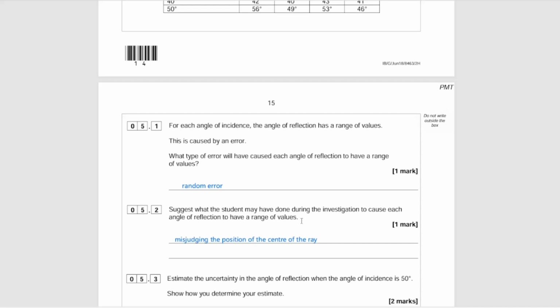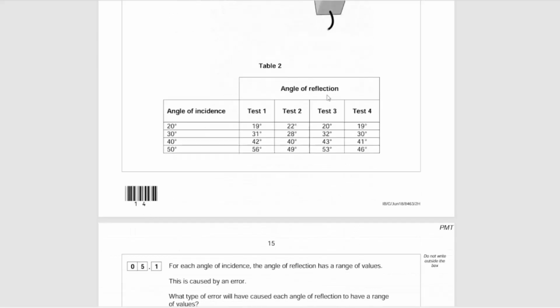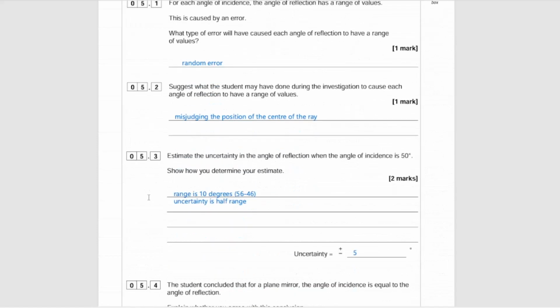And we're asked what the student may have done to cause the angle of reflection to have a range of values. And I'm thinking, and the mark scheme agrees, that it's due to misjudging the position of the center of the ray. For example, this is the reflected ray. If the student makes a mistake, they may not measure exactly the center, which would lead to the angles being different.